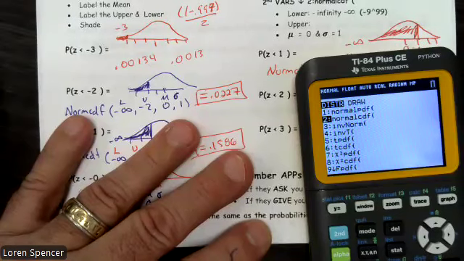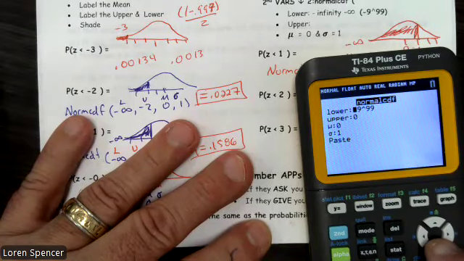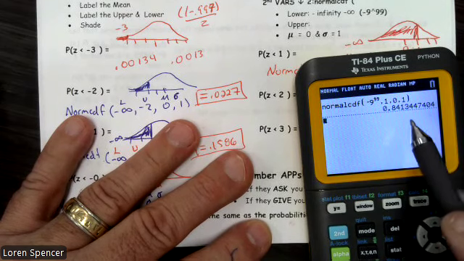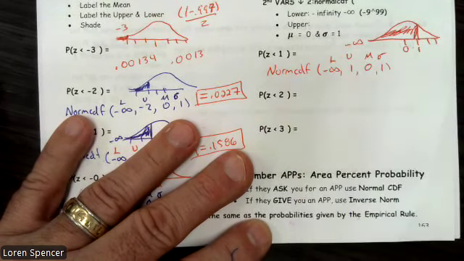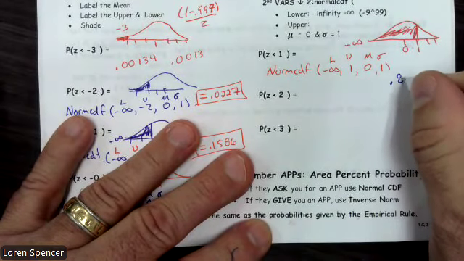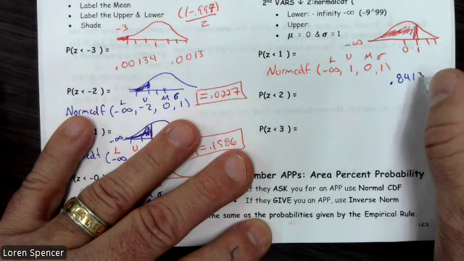Second vars, norm CDF, upper is 1, mean is 0, standard deviation of 1. And we end up with 0.8413 as our probability. So you're about at the 84th percentile.